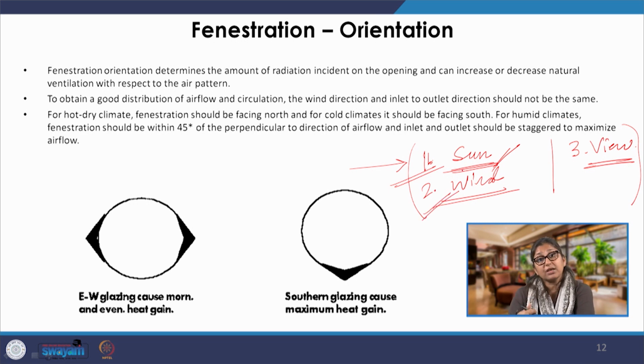If we want to bring in wind or if we want to cut off wind, we have to provide the opening perpendicular to the wind direction or opposite to the wind direction. So, this is what will determine the orientation of the fenestration.